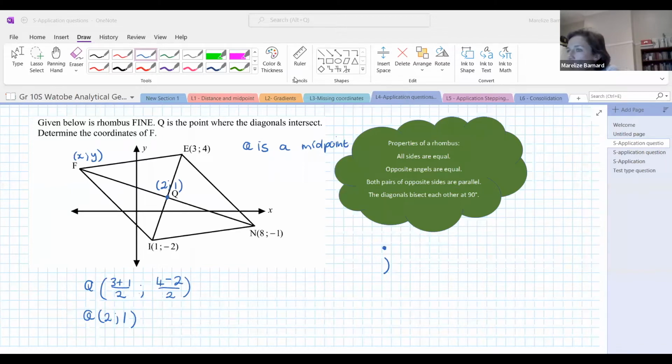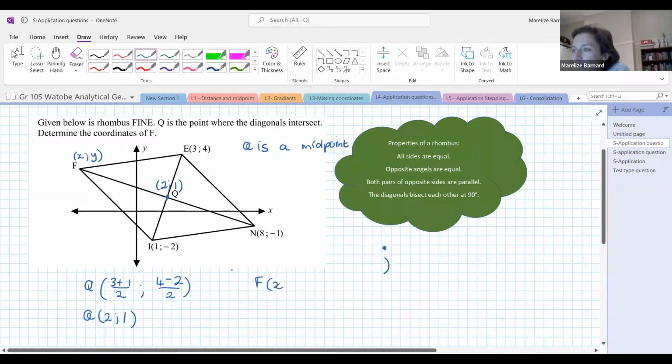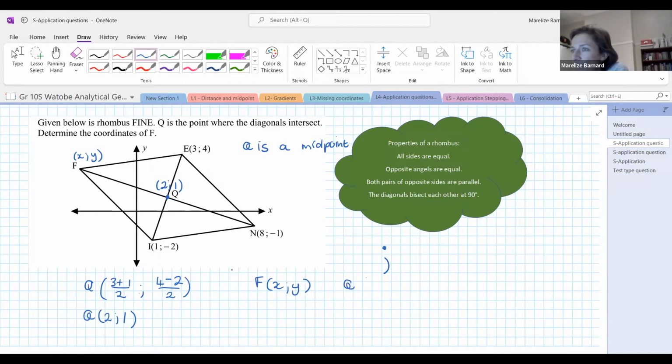Q is the midpoint. F is unknown, but we do have N. So if we put them into order, it basically looks like this. X and Y. In the middle, we've got Q, 2 and 1.